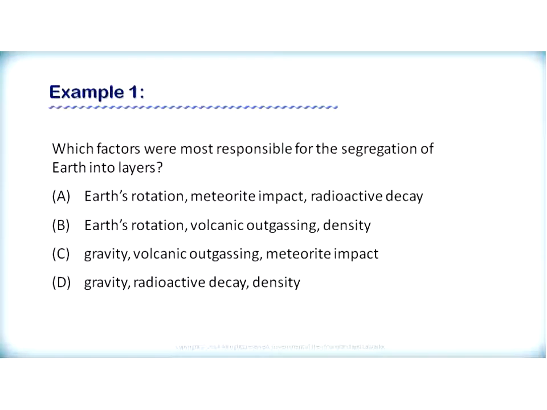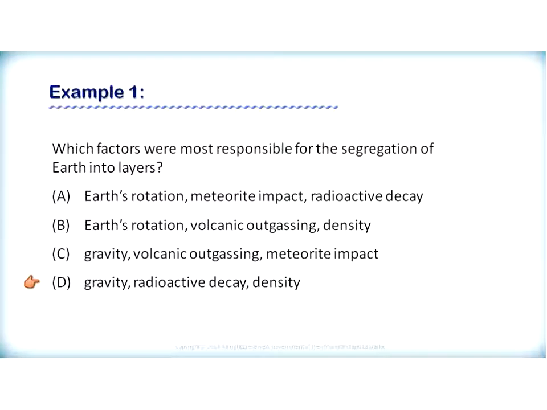Let's look at some examples. Example 1 states, which factors were most responsible for the segregation of Earth into layers? Our choices will be Earth's rotation, meteorite impact, radioactive decay. Choice B, Earth's rotation, volcanic outgassing, and density. Choice C, gravity, volcanic outgassing, meteorite impact. And choice D, gravity, radioactive decay, and density.